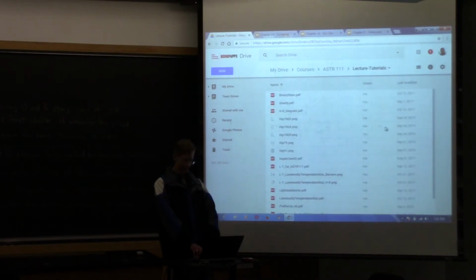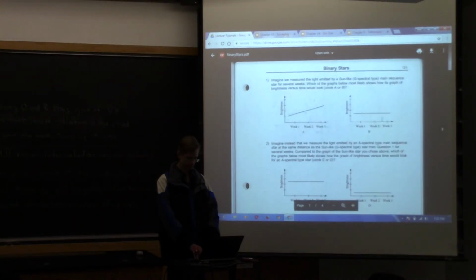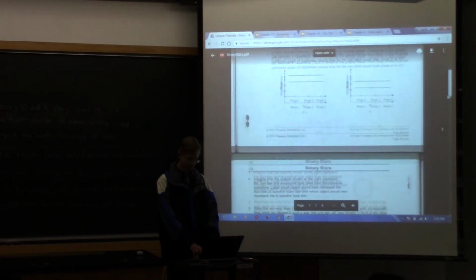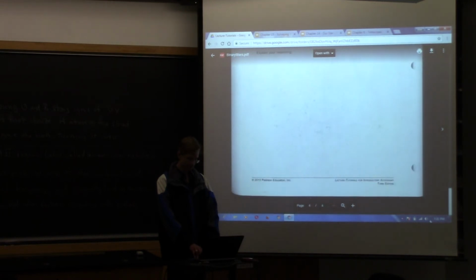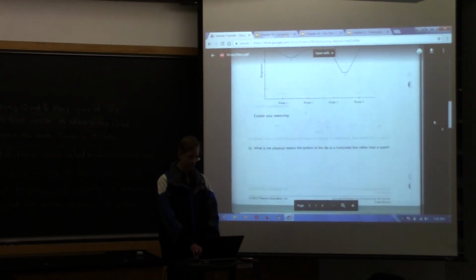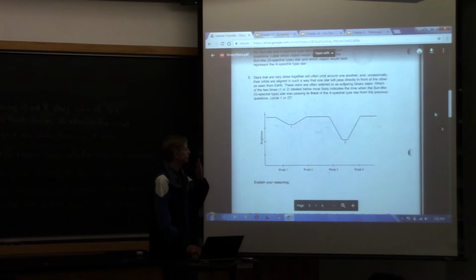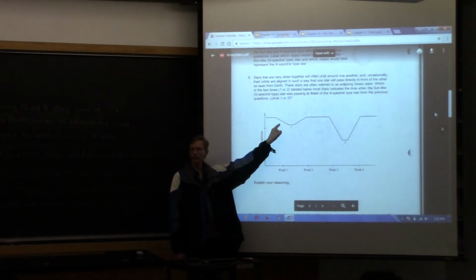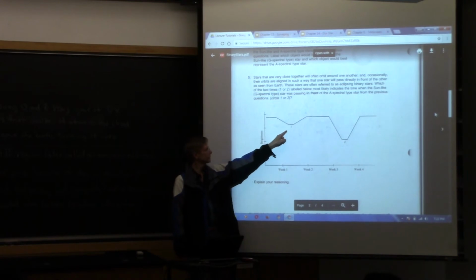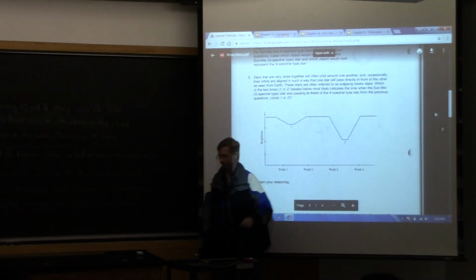So let's see, that one should be a binary star, it should be called. Yeah, this one right here. Okay. Right, so the question is basically, what that's related to is, here's the light curve.